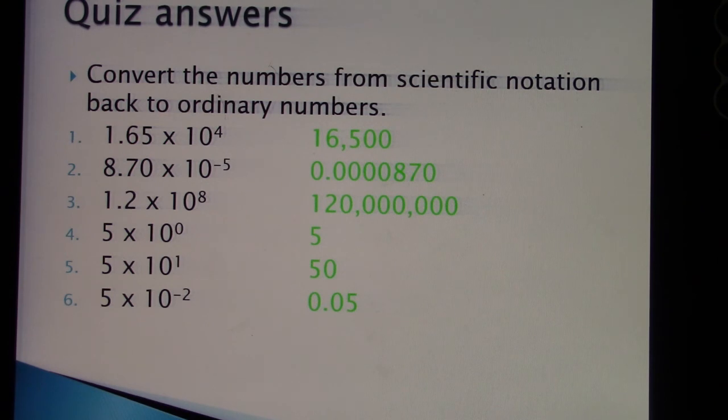Alright, 5 times 10 to the 1st, you just move it over 1. Don't put a decimal, because 5 only has 1 significant digit. Alright, this is negative 2, so you're going to go here, 1, 2. Don't forget to put a leading 0 in front of the decimal. I have a slide on that later on in this presentation.